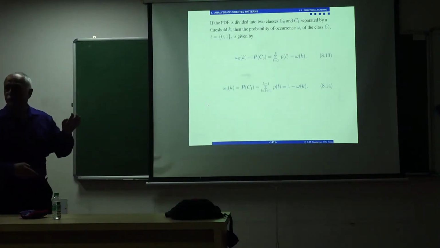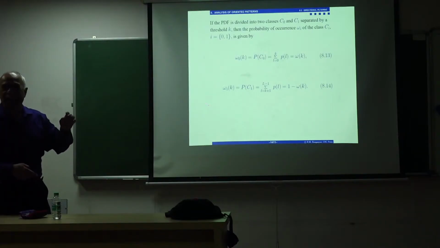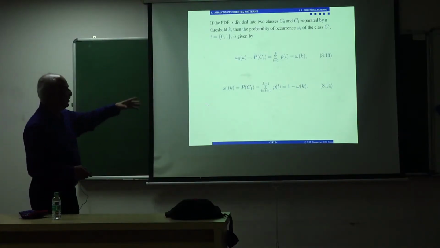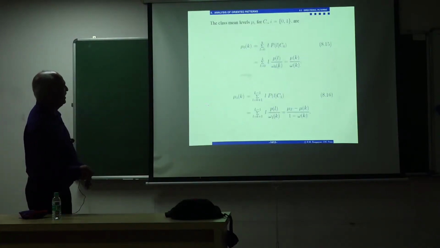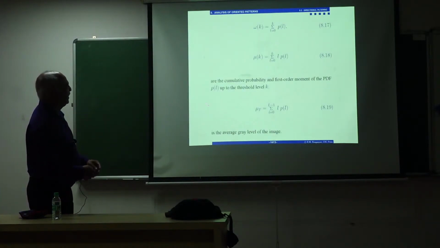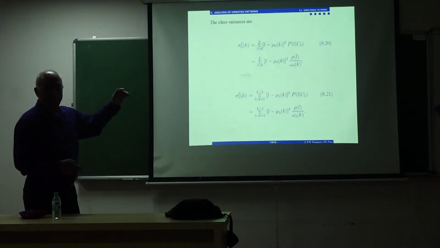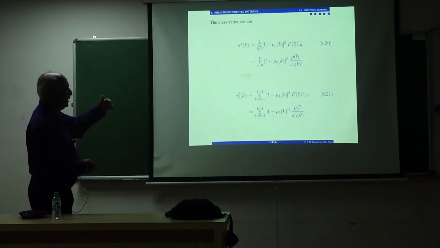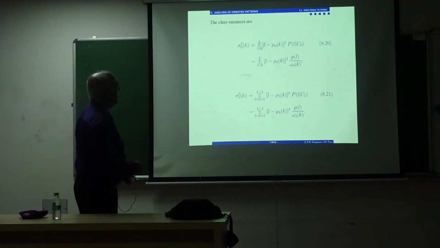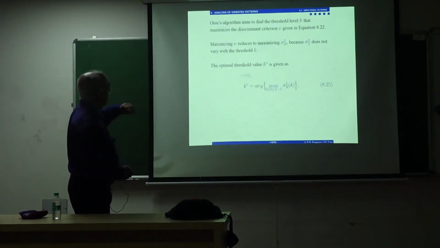Do you want me to go through Otsu's method? No. Otsu's method is a thresholding method, and the details are here. I'll skip that. It gives you an optimal threshold based on some measures of variance and mean of the distributions, mostly variance. The mean also comes in, and some prior probabilities. So I'll skip all of that.